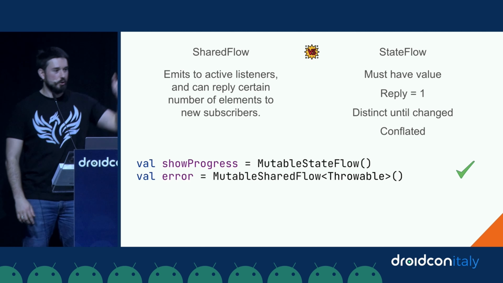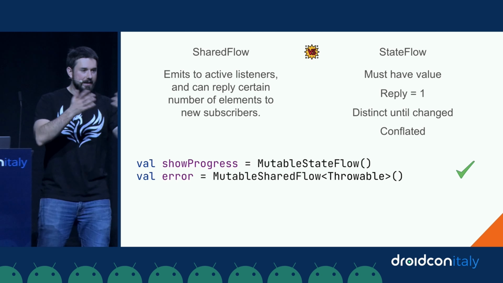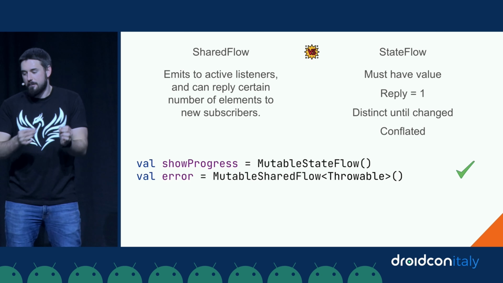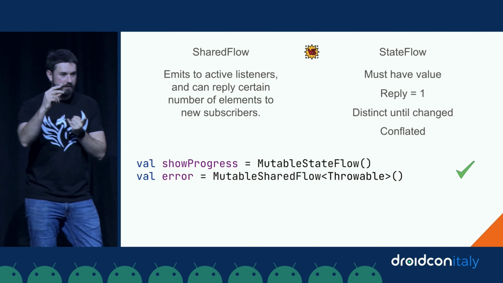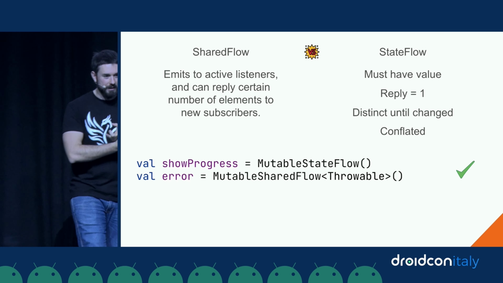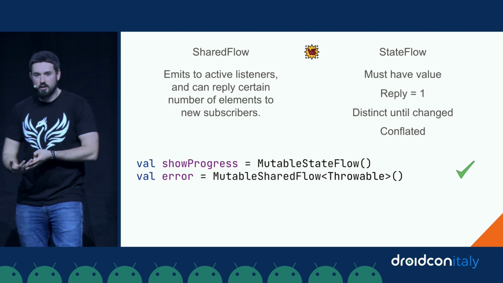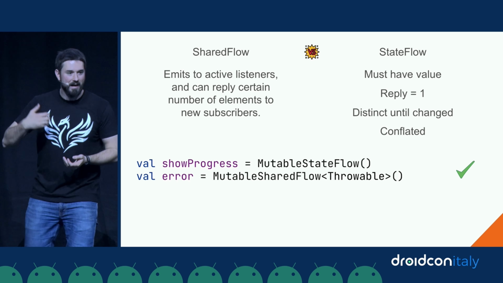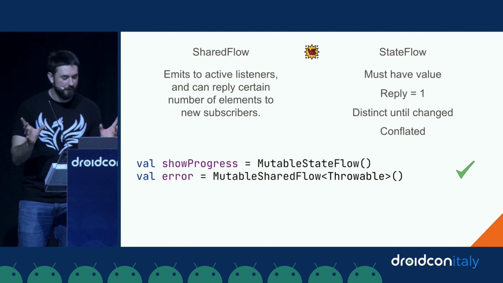So if you have something like showing progress, something to show, something to display, any kind of a state in our ViewModel, it is absolutely perfect to represent it with a StateFlow. You want replay 1 to receive the current value whenever you subscribe. You want distinct until changed to not redraw something that is identical. And you want conflated because if your redraw is too slow, you don't want to display past values. You only want to display the most recent value. Everything is perfect for that.